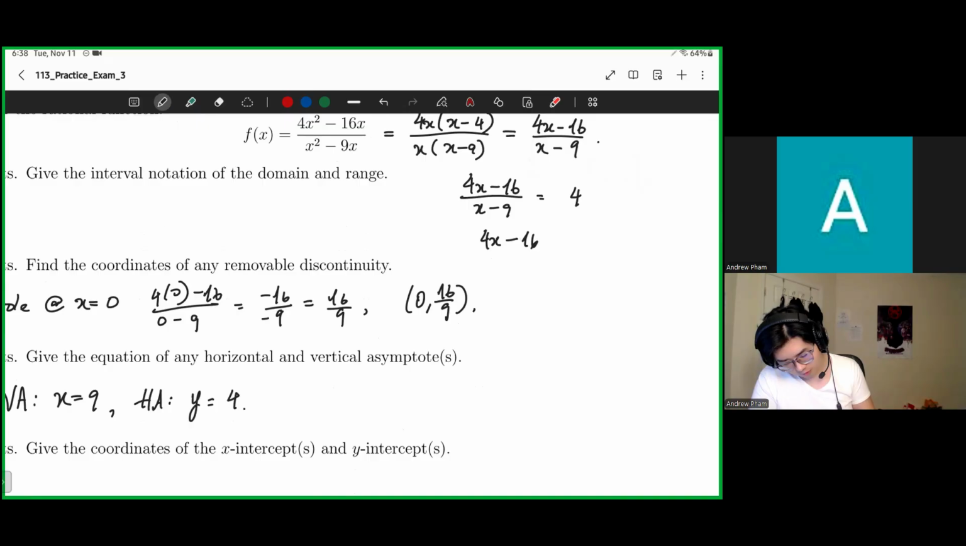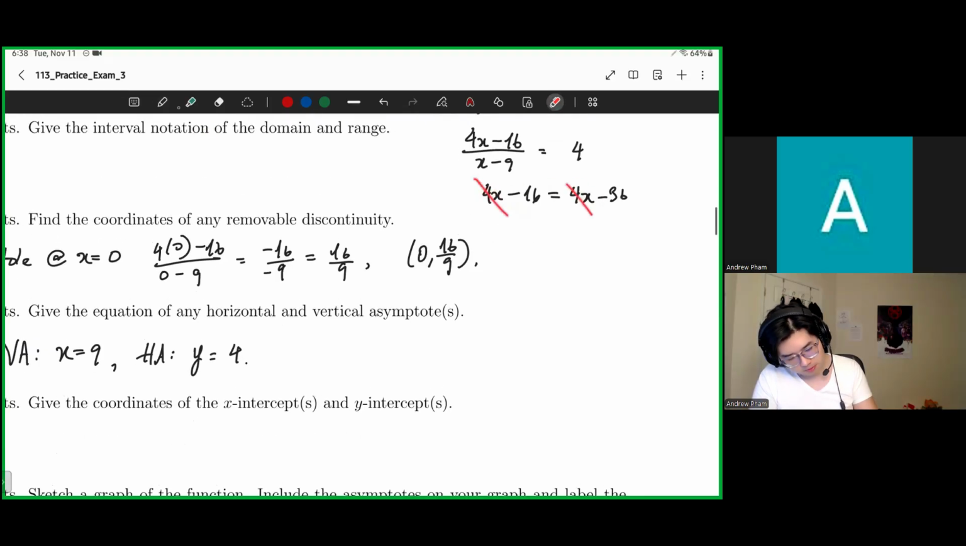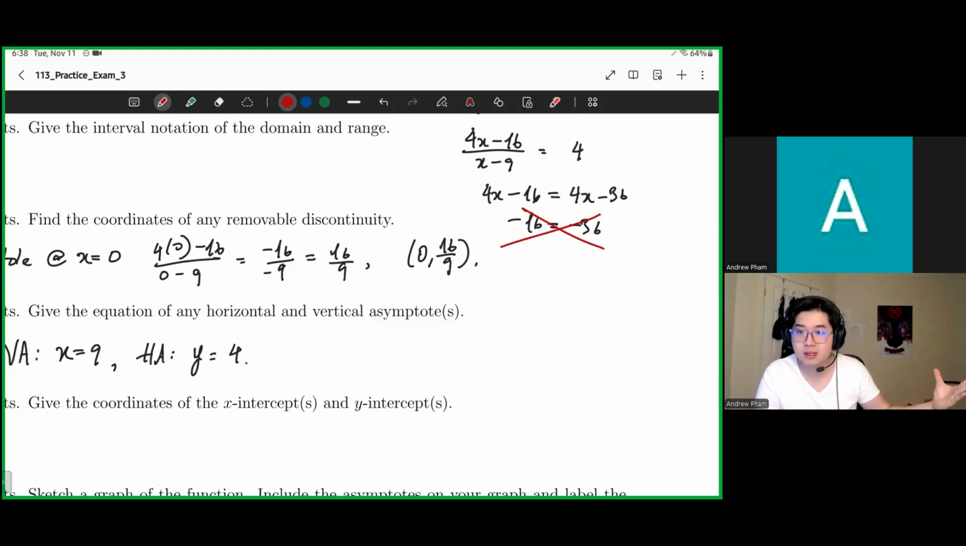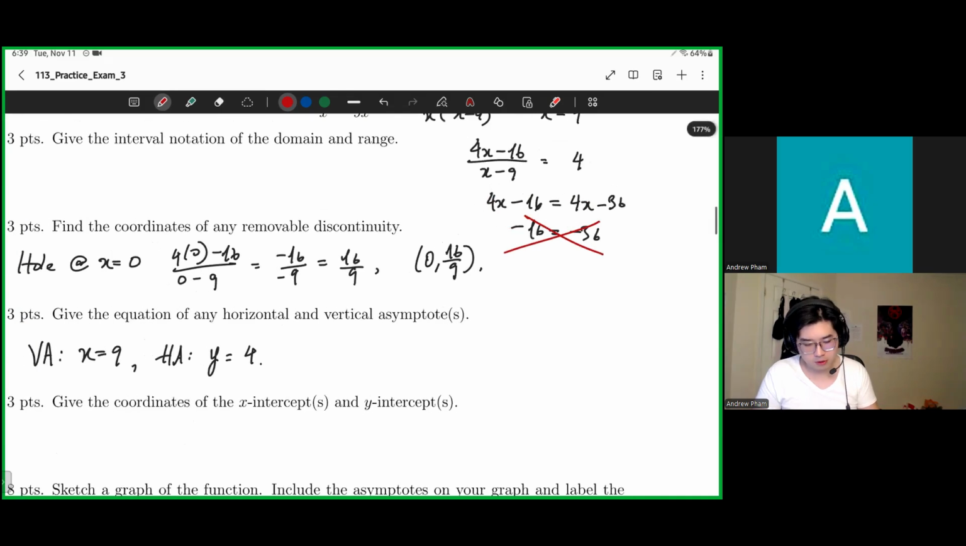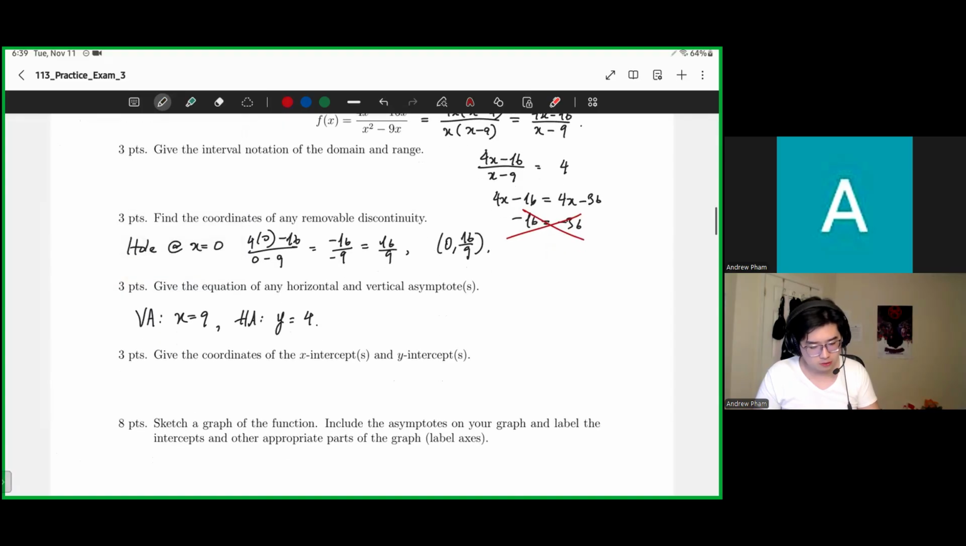So this implies that 4x minus 16 is equal to 4x minus 36. So I can cancel out the 4x's, and I get that minus 16 is equal to minus 36. And this is clearly not true. I got a contradiction, so we can assert that there is no intersection with the HA. The function does not touch the HA, and the function does not touch the VA. This is important for us because now we can define the domain and the range.